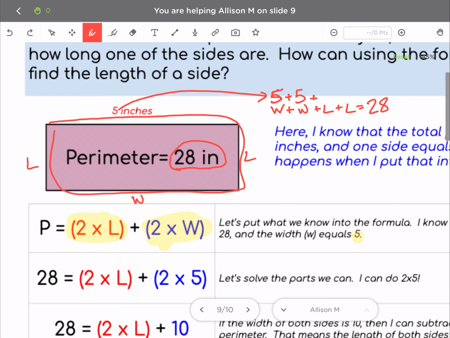Unfortunately, we don't know this one or this one. But we could do a little bit right now. We could do 5 plus 5 is 10, plus our L plus L. Instead of doing L plus L, we're going to call it 2 times L, which is the same thing, remember? Multiplication is repeated addition. So we could do 2 times L or L plus L. But in this case, since we're using the formula, we're going to use 2 times L. All we're talking about is the 2 sides that we don't know. Equals 28. Well, 10 plus something equals 28.